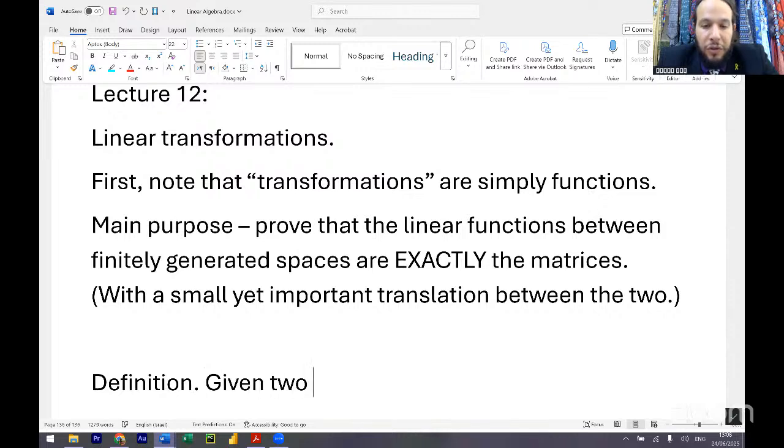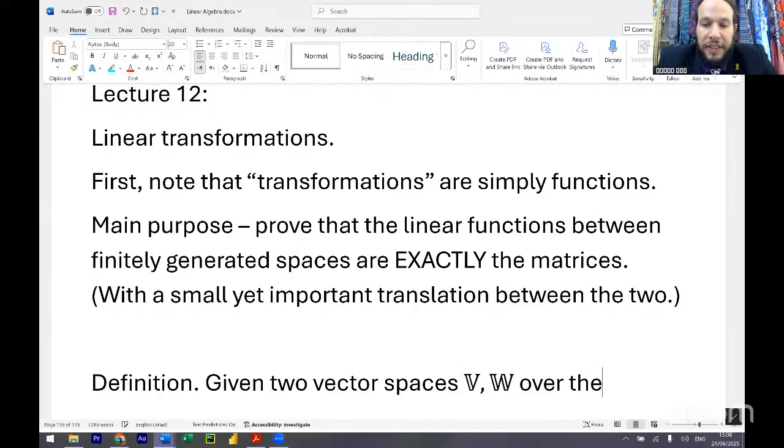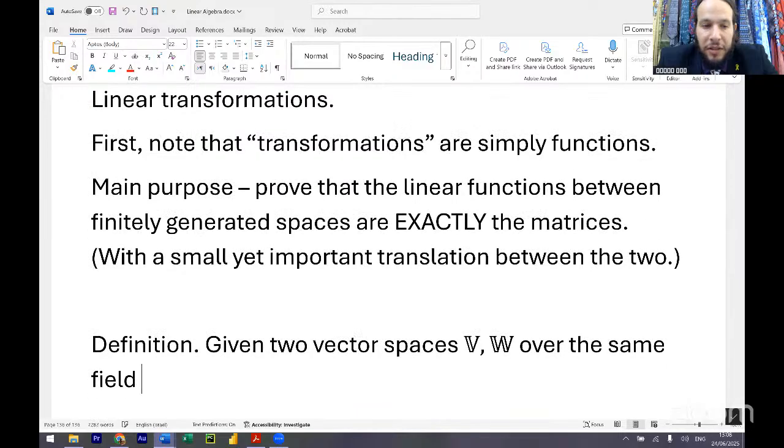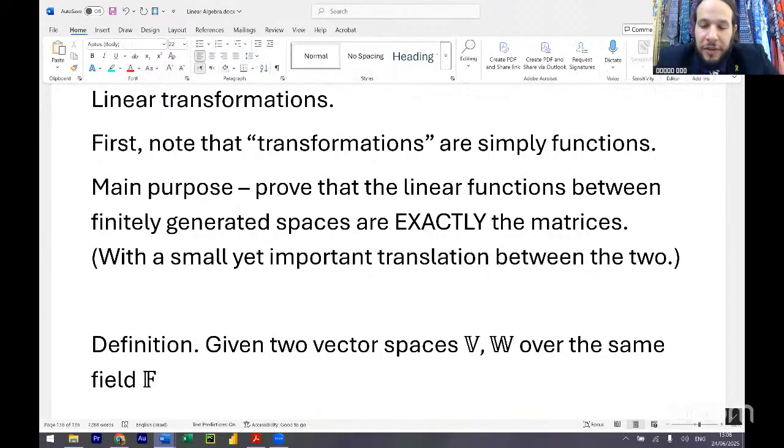Given two vector spaces, V and W, over the same field F, so the scalars come from the same place, but the vectors could be different. The vector spaces could be R squared and R fourth, or the vector space of functions, like I said. So we have two vector spaces over the same scalar field.